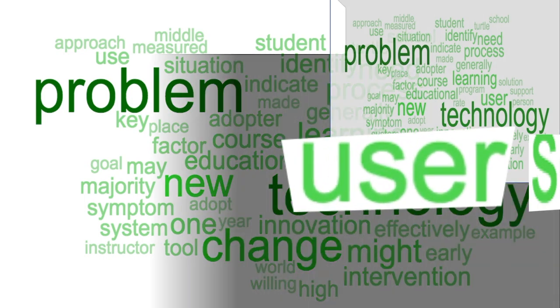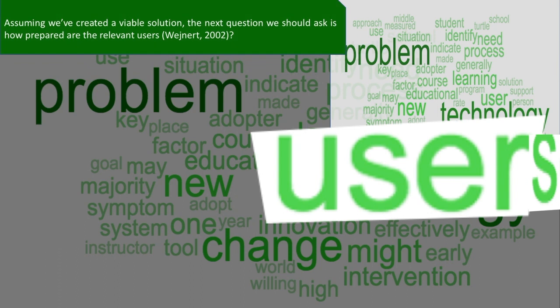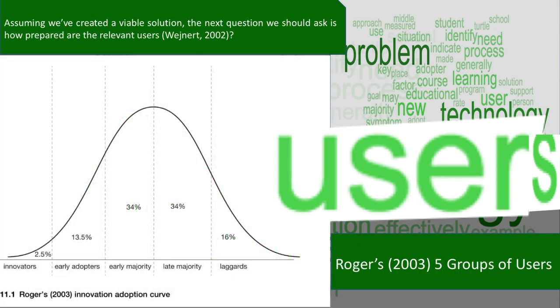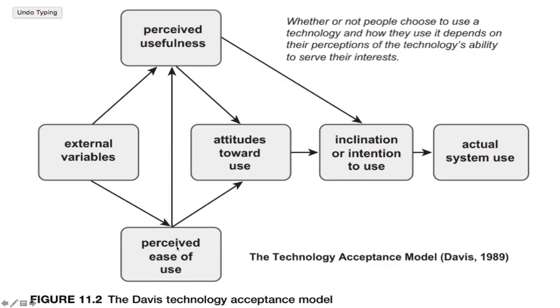Right, clutter. Users. So once you come up with a viable solution, the next question we should ask is, how prepared are the relevant users? So let's look at our users here. Innovators, early adopters, early majority, late majority, laggards. Somewhere around the graph would be an explanation. Perceived ease of use, perceived usefulness.